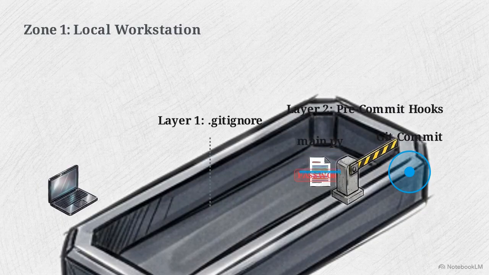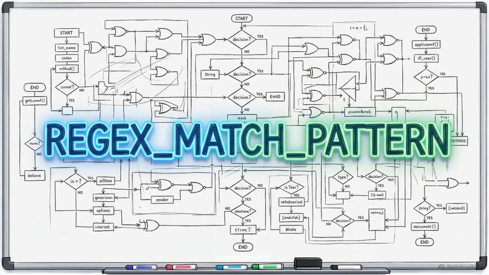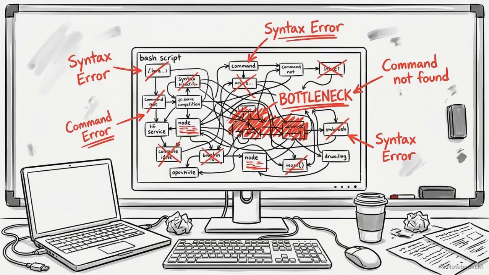To inspect file contents, we implement Layer 2, custom pre-commit hooks. These are shell scripts residing in the local .git/hooks directory. Before a commit executes, the script runs a regex search on the Git diff to locate keywords like secret or password, blocking the commit locally if a match is found. Custom bash scripts are often brittle and difficult to distribute consistently across a large engineering team.